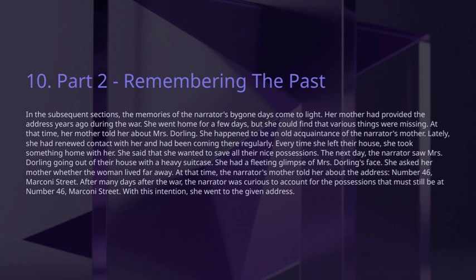Recently, she had reconnected with her, and Mrs. Dorling had been visiting regularly. What struck me was that every time she left, she took something with her. She explained that she wanted to save all our nice possessions, but it seemed more like she was taking them for herself. The next day, I saw her leaving the house with a heavy suitcase, and I caught a fleeting glimpse of her face. I was curious, so I asked my mother if Mrs. Dorling lived far away. That's when she told me the address, number 46, Marconi Street.